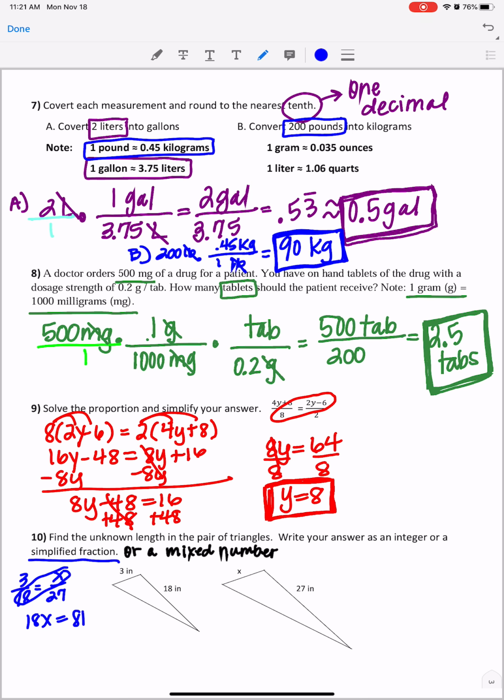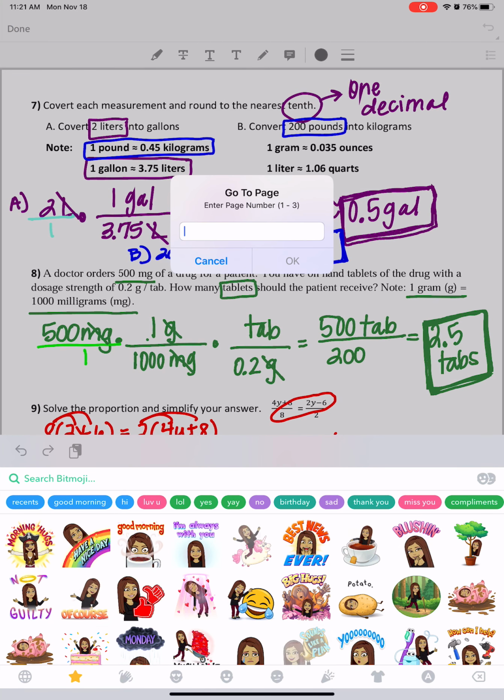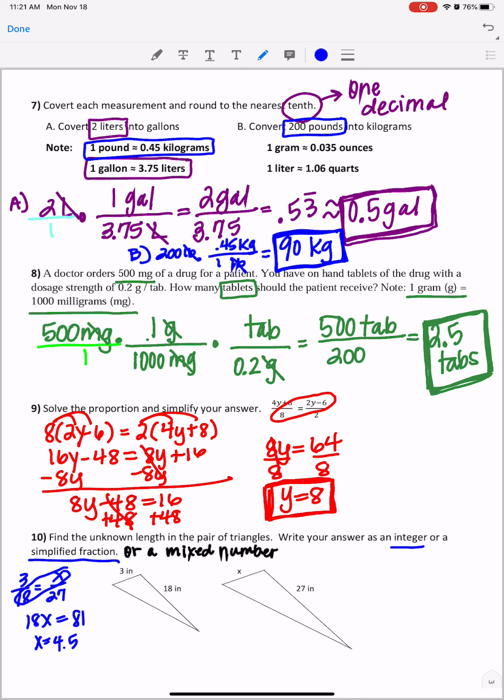And when you divide by 18, you get 4.5. Now, even though this is an answer, and it's the correct answer, it says nothing up here about rounding the decimal to the nearest tenth or whatever the case may be. It says integer, that's a whole number, or a simplified fraction, and this 4.5 is neither. So I cannot write my answer in that form.